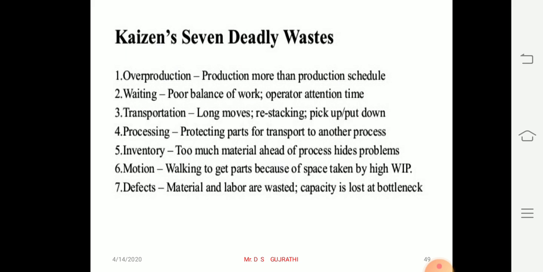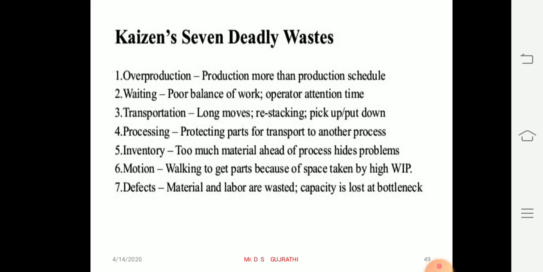Waiting: poor balance of work, operator attention time. So waiting times should also not be more. Transportation: long moves, restacking, pickups, put downs. While transporting material also, the material should not be moved to a long distance in the company. Then between one department and another department, there should not be much distance.